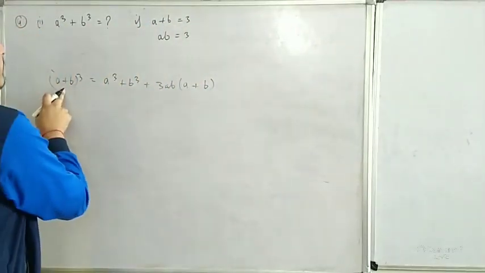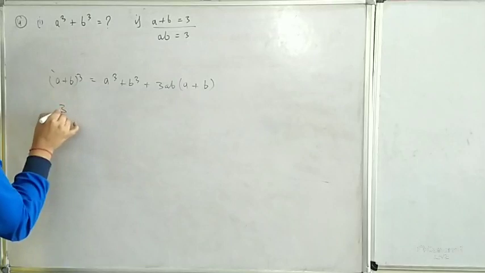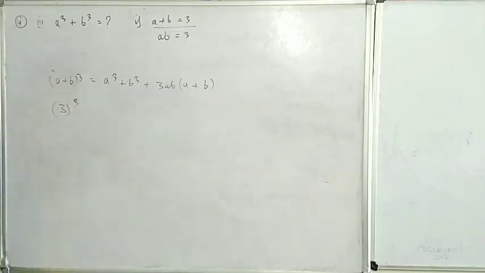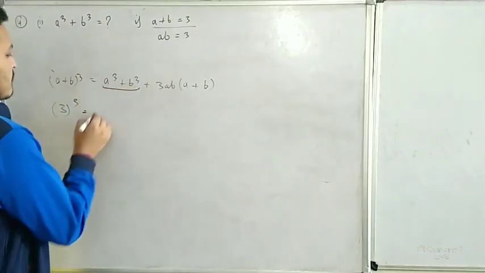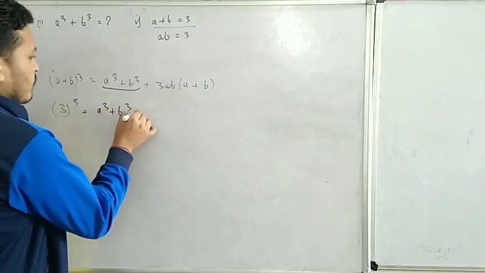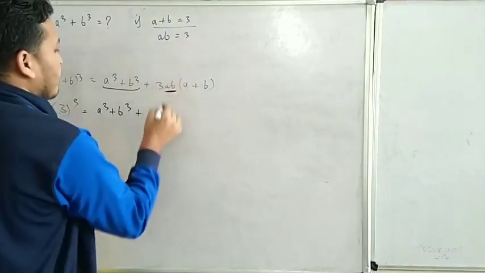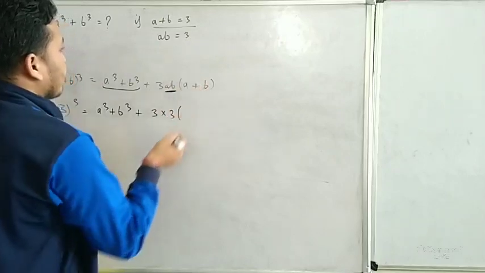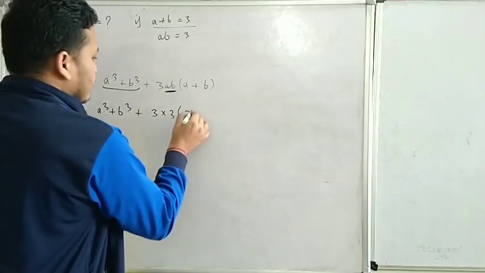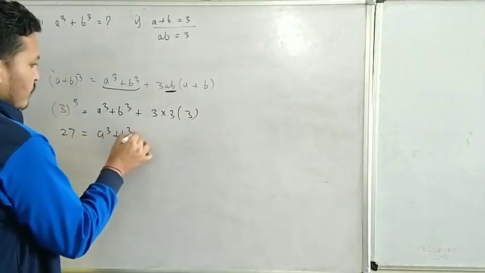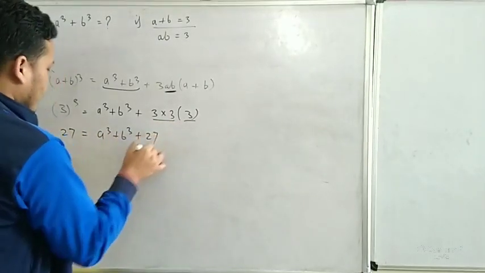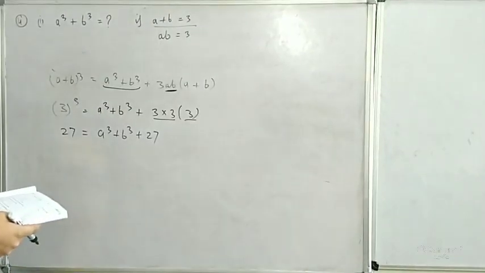What is a plus b? A plus b is equal to 3, so 3 cubed is equal to, we need the value of a cube plus b cube, so it remains the same, a cube plus b cube plus 3. What is the value of ab? ab is equal to 3, and again a plus b is coming, which is 3. So 3 cubed, 3 3 is 9, 3 is 27, is equal to a cube plus b cube plus 3 3 is 9, 3 is 27. So a cube plus b cube, its answer is 0.